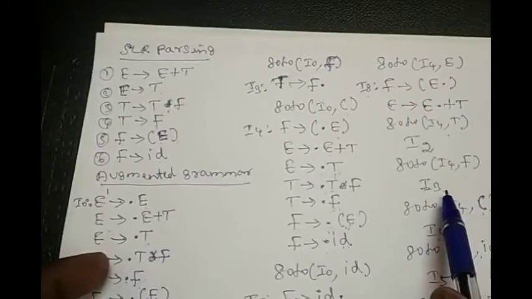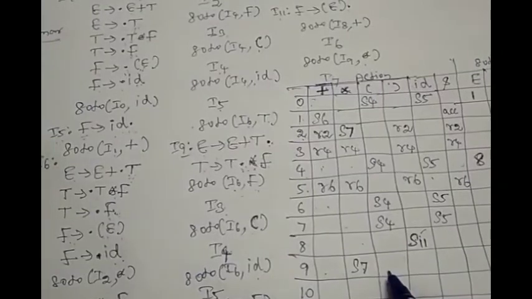Okay, so this production E tends to E plus T is production number 1. So in item set 9, you see plus, dollar is here. So in plus you write R1, in dollar you write R1 again, and in close brackets write R1. That's it. Now item set 9 has been done.